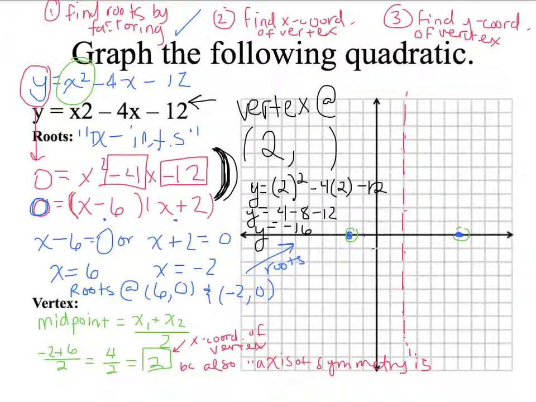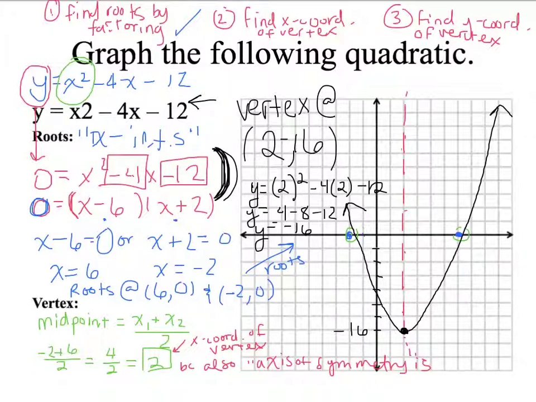So if I count by 2's on this, I'd have 2, 4, 6, 8, 10, 12, 14, 16 right there, and 2, which means I'm now ready to complete my parabola, which I'm just going to put an arrow right there, just because it's going to go through that. So our vertex is at (2, negative 16), giving us this.